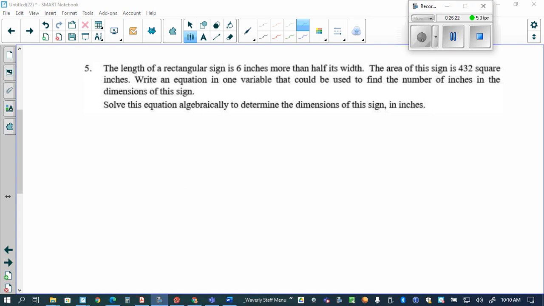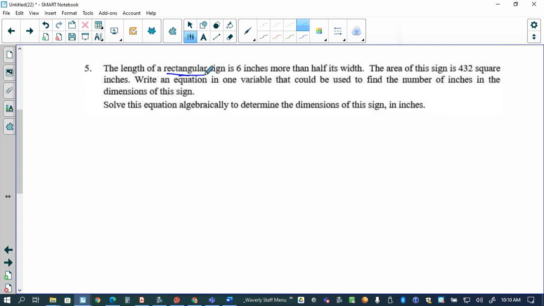So we got this, it's a rectangle. They tell you the length equals what? 6 inches more than half its width. So let's write that down. Length is 1/2 W plus 6. There's half its width, and there's 6 more.